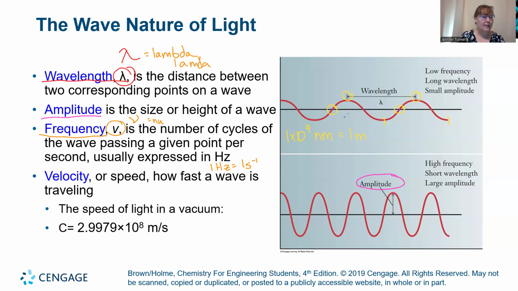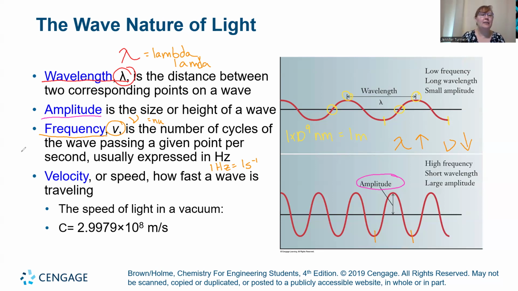And what you can see here is that as your wavelength, so here we have a tight wavelength, and here we have a longer wavelength. So as lambda increases, nu decreases. They have an inverse proportionality.